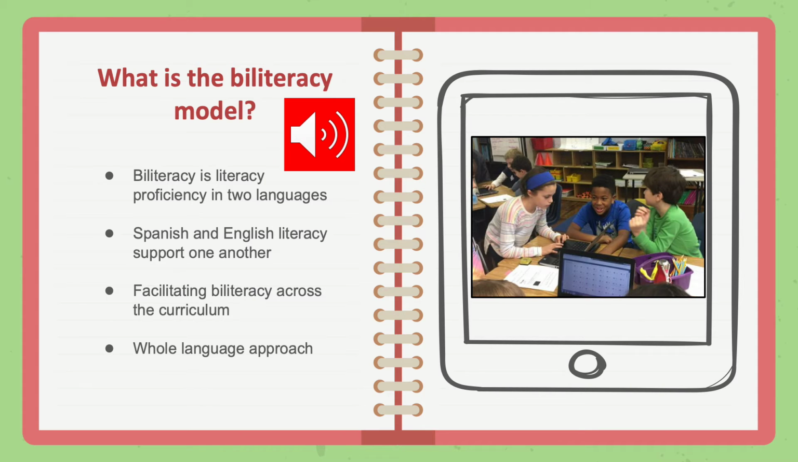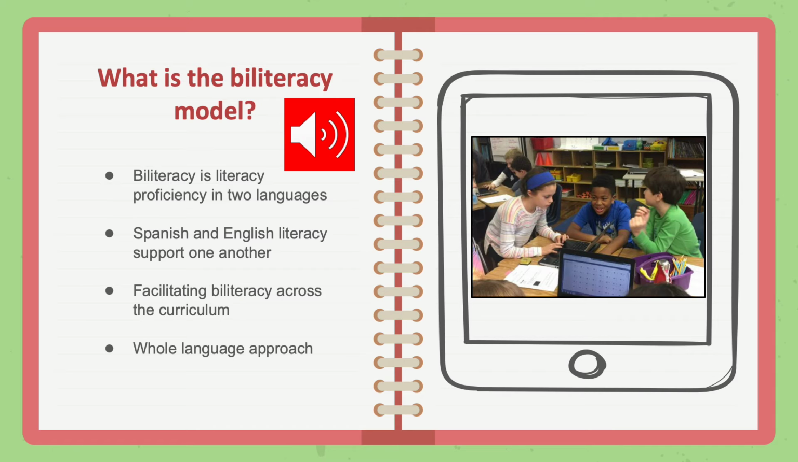Izquierdo 2011 explains how biliteracy is having high levels of proficiency in literacy in two languages, and because of the efficient way that English and Spanish are evenly distributed in the Oyster program, students are able to reach biliteracy. As we saw in the language distribution chart from Oyster, language arts are taught in both English and Spanish. Therefore, literacy is supported in both, and it allows us to create that bridge to facilitate biliteracy across the curriculum.